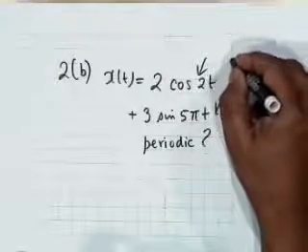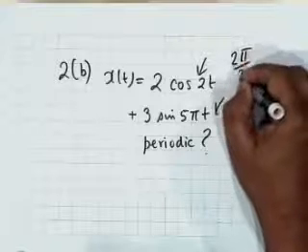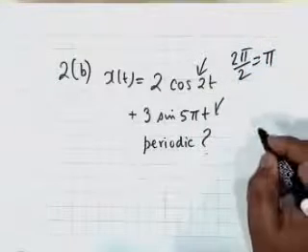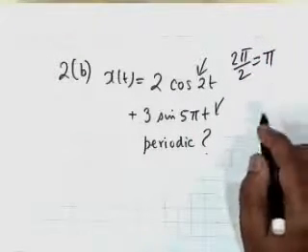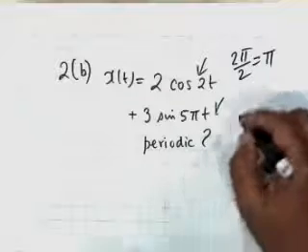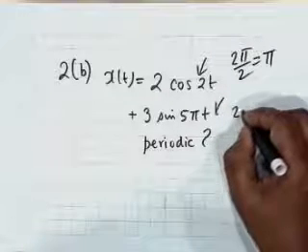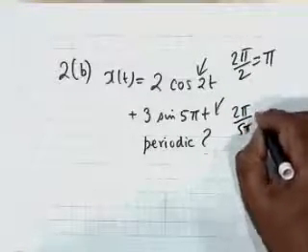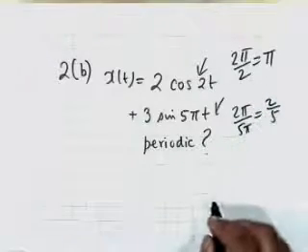The period of this is 2 pi divided by 2, that is equal to pi. Is that correct? 2 pi by omega 0. And the period of this is 2 pi by 5 pi, and therefore 2 by 5.